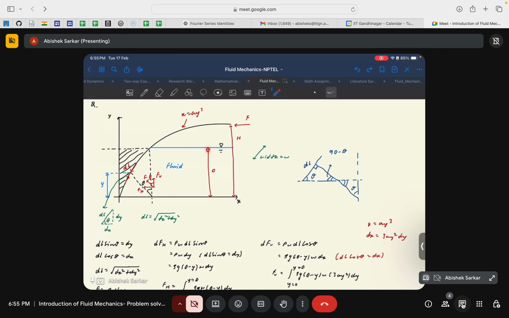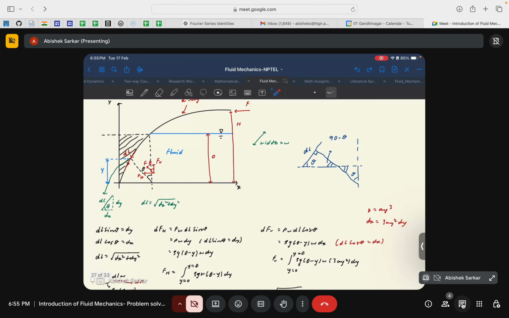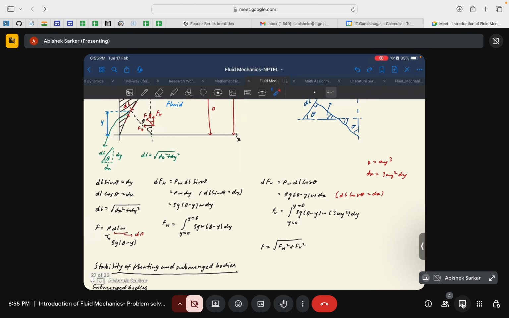Say this is the height of the free surface from the reference height, say this one, datum. And say this elemental area is located at a distance of y from the reference datum, I must say, that's the correct terminology. Then the depth of this elemental area from the free surface would be at a distance of d minus y. That's why we use d minus y.